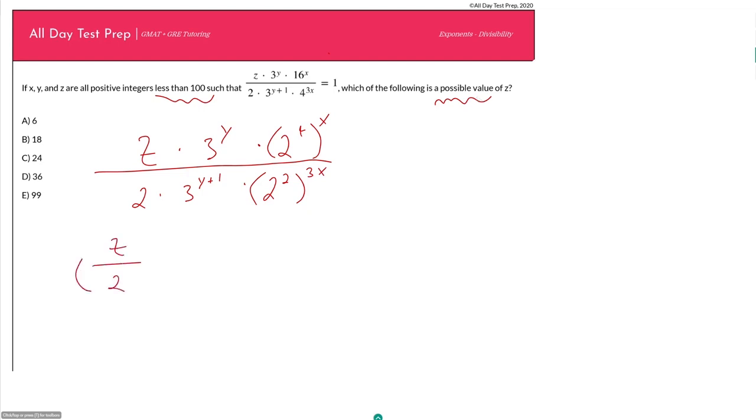So I can combine these bases here. So I have a base 3 on top and the bottom. So I want to sort of separate out my terms like this. This would just be 3 to the y over 3 to the y plus 1.